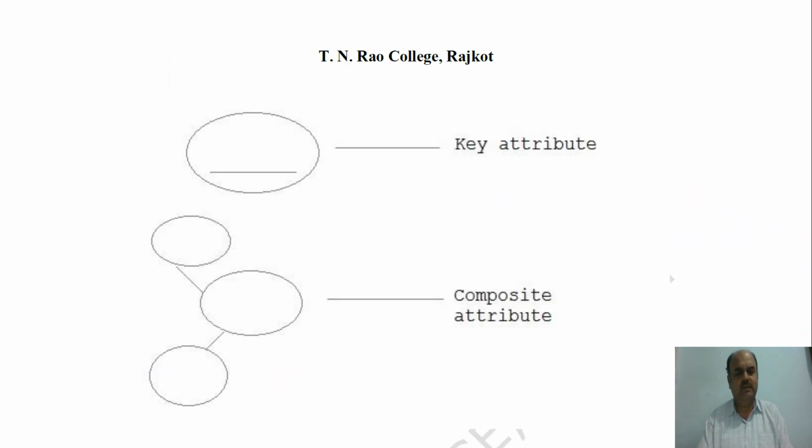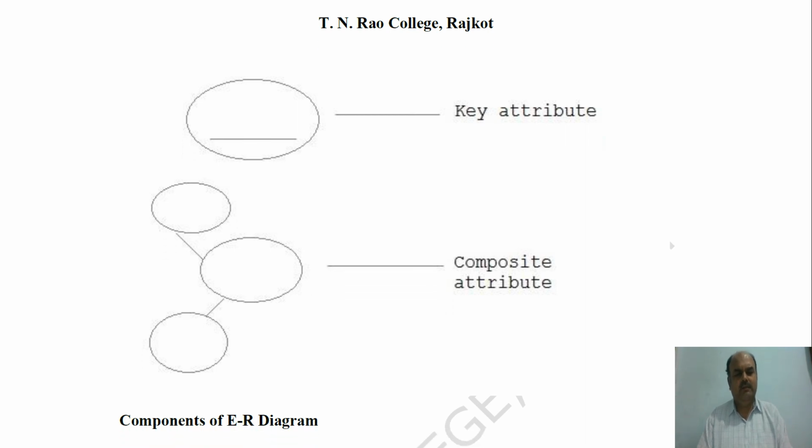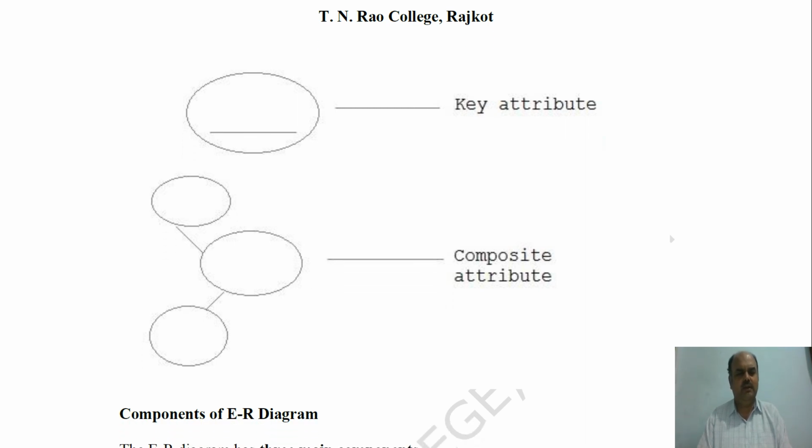Then we have discussed the primary key, or key attribute, with the underline, and any attribute made up of other attributes is called a composite attribute, represented using this. So in this lecture we have discussed the different kinds of symbols and notations.